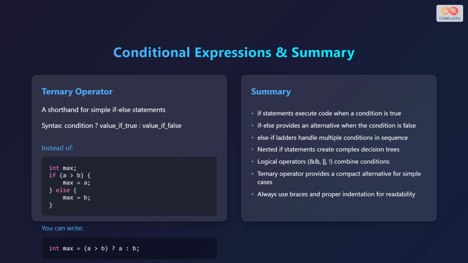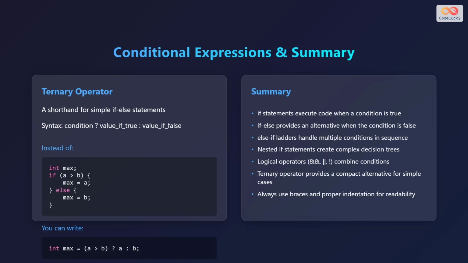The ternary operator is a shorthand way to write simple if-else statements in a single line of code. Its syntax is condition ? value if true : value if false. It's a compact alternative for simple conditional assignments. Instead of writing several lines of code like these, you can write just a single line. int max = a > b ? a : b.